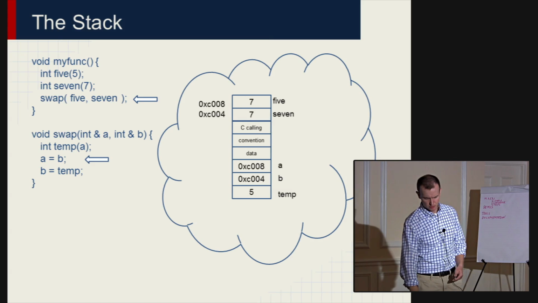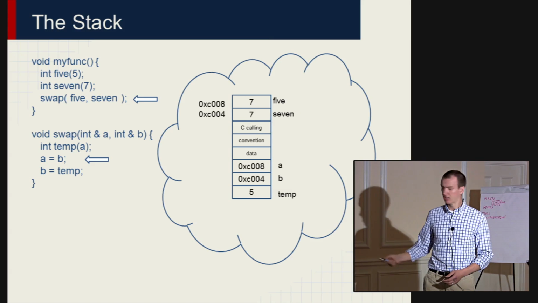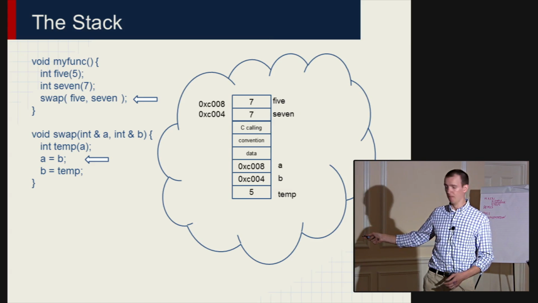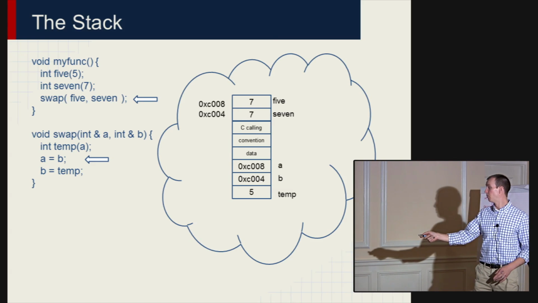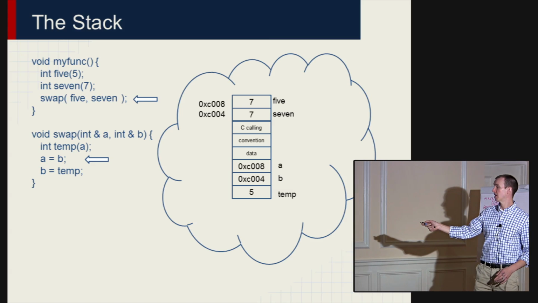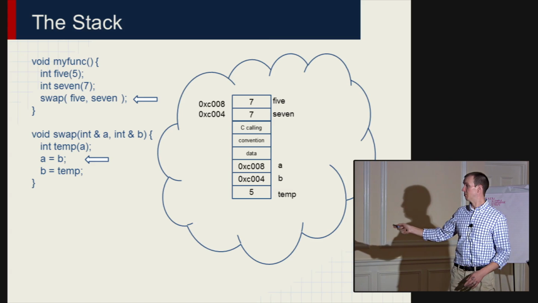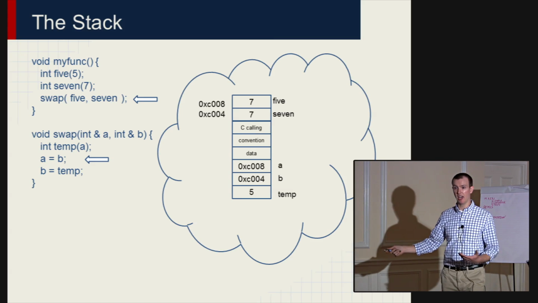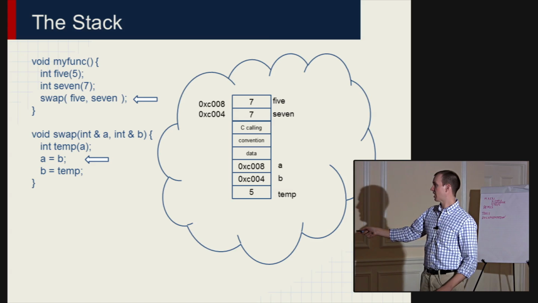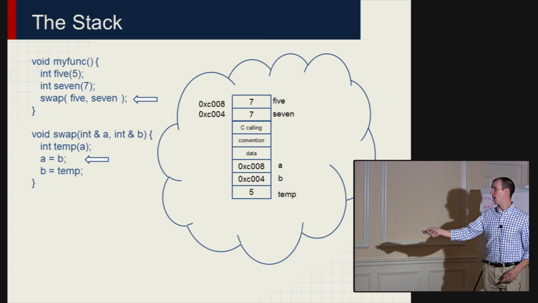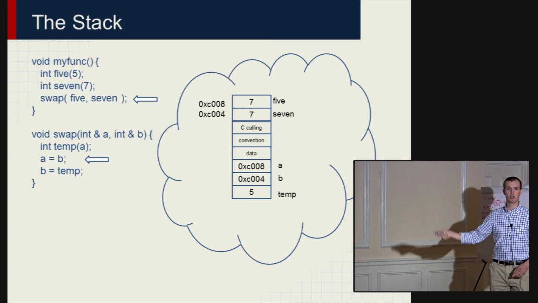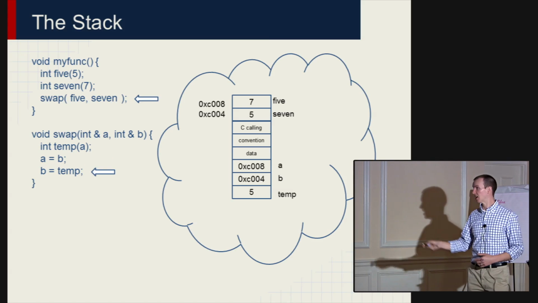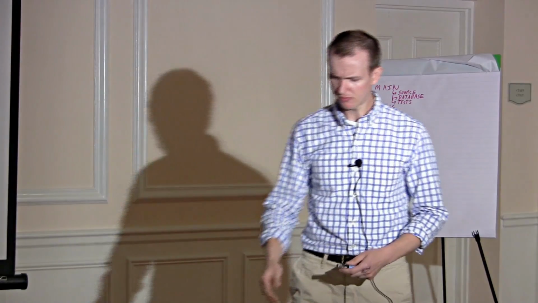So as we advance through this, the next thing that happens is that we assign the contents of B to the thing pointed to by A. So that's going to adjust the value up here to be 7 now. So now they're both 7, but fortunately we have a copy that we made of what was in A, and then we assign that copy of what was in A to what was pointed to by the reference B, which is going to be the variable 7. So now you've succeeded in swapping the contents of two variables with this function.